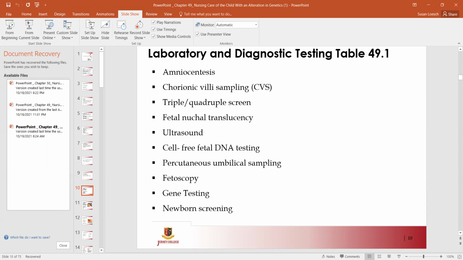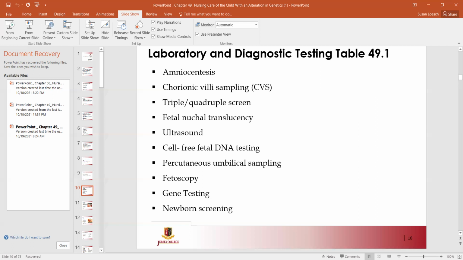The quadruple screen is used in low-risk pregnant women to determine pregnancies' increased risks for open neural tube defects, Down syndrome, and trisomy 18. It's usually performed between the weeks of 15 to 21.